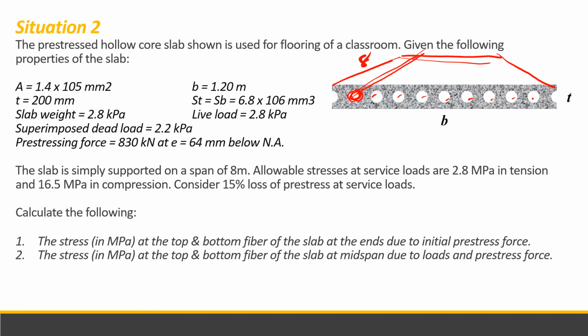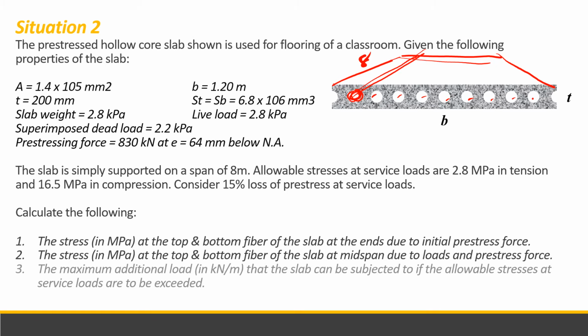Then the stresses again at the top and bottom fiber at mid-span due to loads and pre-stress, so the combination of due to pre-stress and due to loads. And next is the maximum additional load in kilonewton per meter that the slab can be subjected to before the allowable stresses at the service loads are exceeded. Okay, so same problem as in the previous module, but this time we use a slab and we have to consider allowable stresses. So okay.